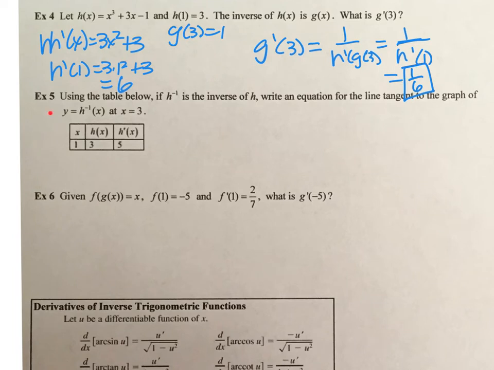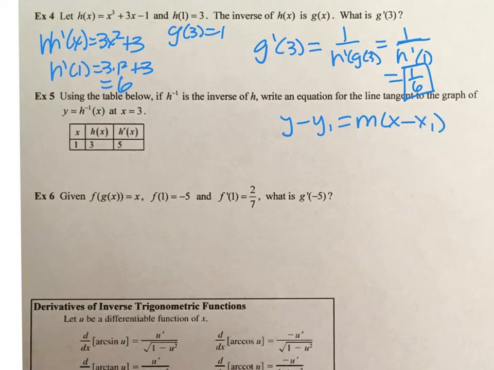So now let's take a look at example 5 that says, using the table below, if h to the negative 1 is the inverse of a function h, write an equation for a line tangent to the graph of y equals h inverse of x at x equals 3. Anytime you see these directions, write an equation for a line that's tangent, start by writing point slope form, which would be y minus y sub 1 equals the slope m times x minus x sub 1.